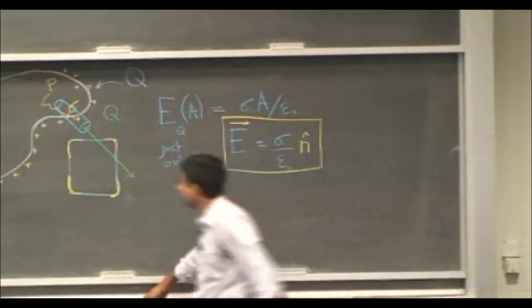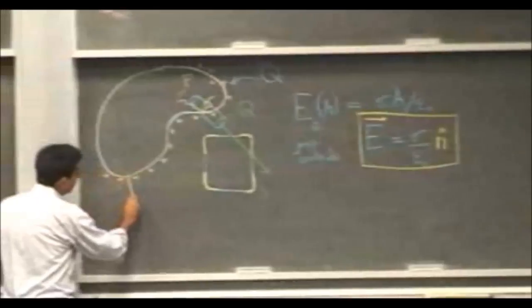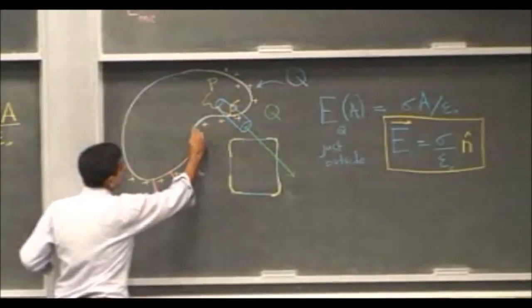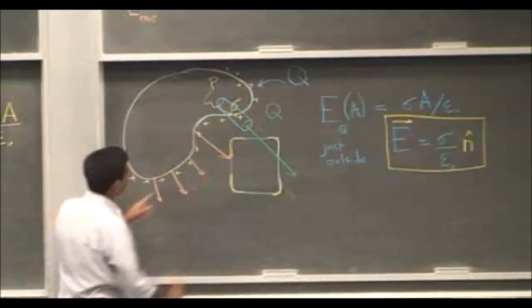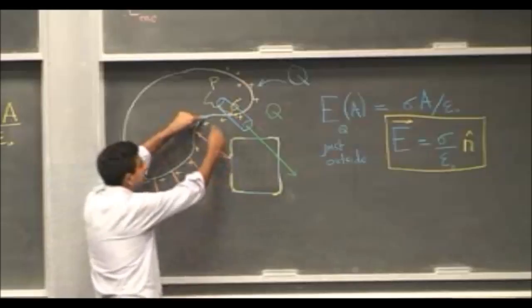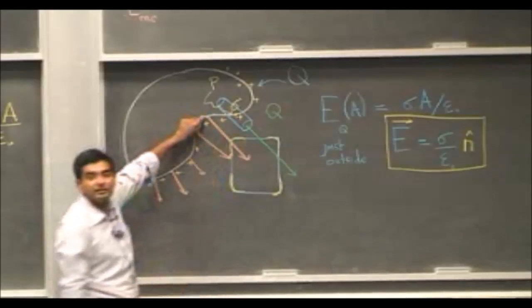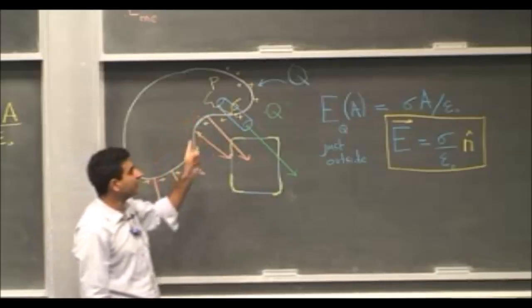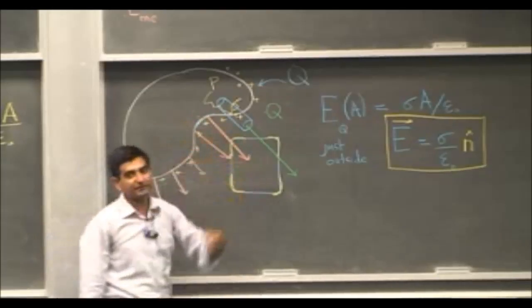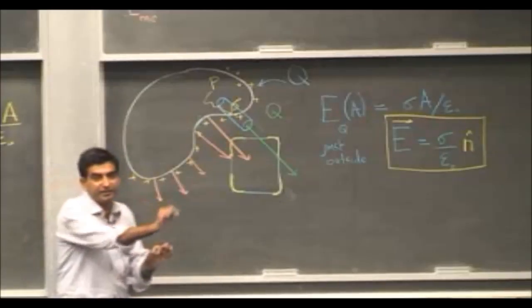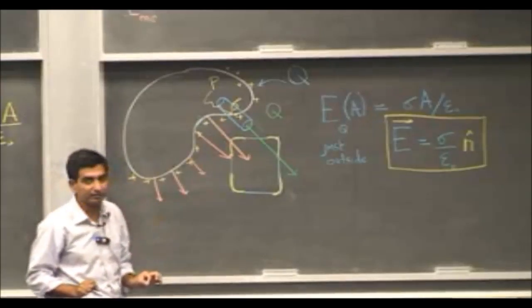So the electric field here will be normal to the surface, here it will be normal to the surface, and the length of this arrow will determine how much charge is on this surface. Here, if the charge density is larger, this electric field will be higher. So even though the entire surface is at one potential, the electric field could be different in different regions near the surface of the conductor.